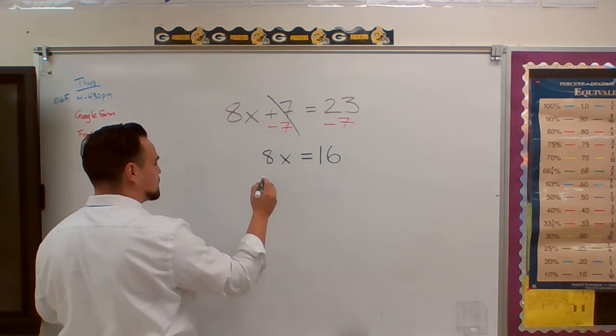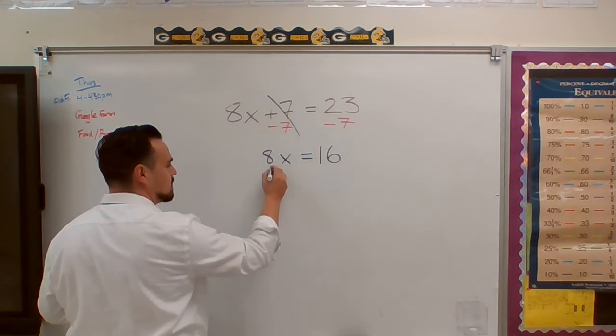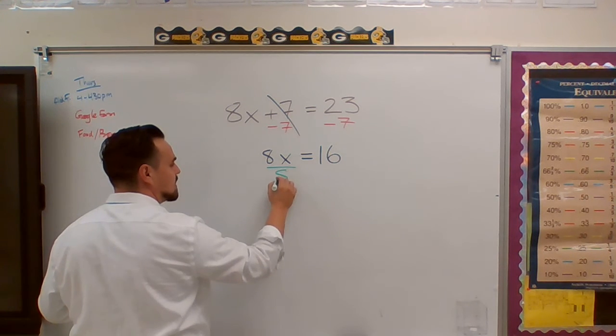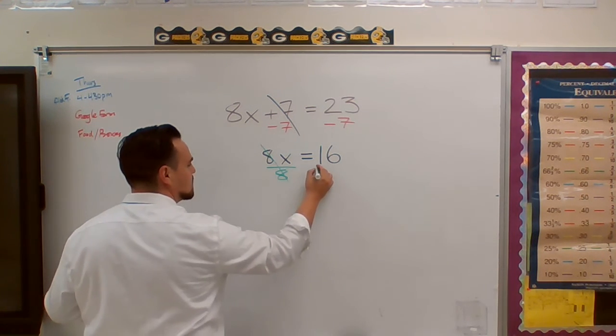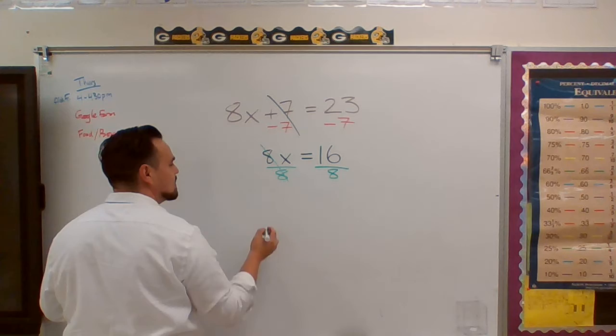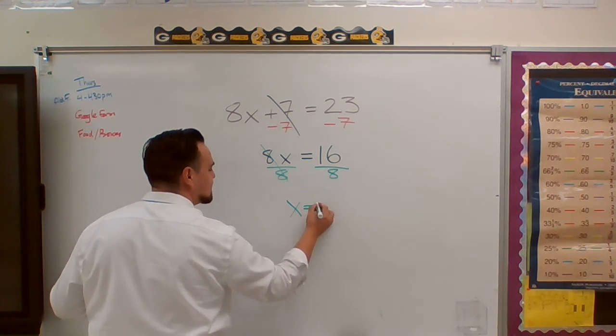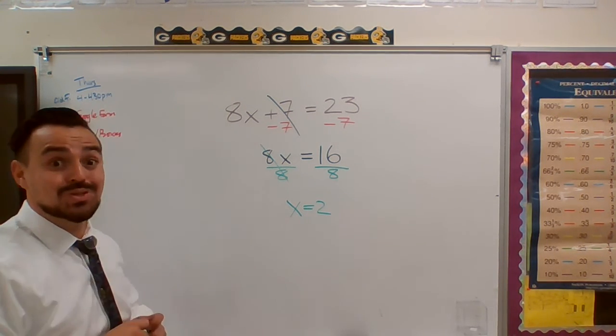One last step left. Some of you guys might see the answer now. I got to divide this side by 8 for those 8s to cancel, which means I got to divide that side by 8 too. 16 divided by 8, x is equal to 2.